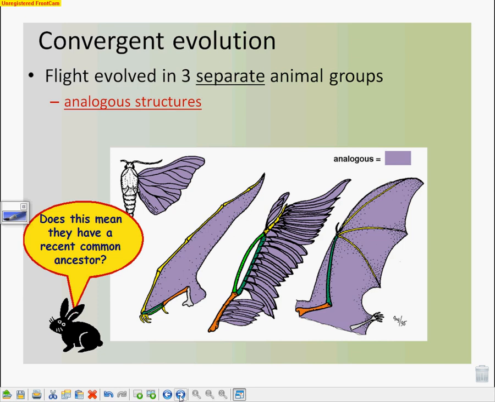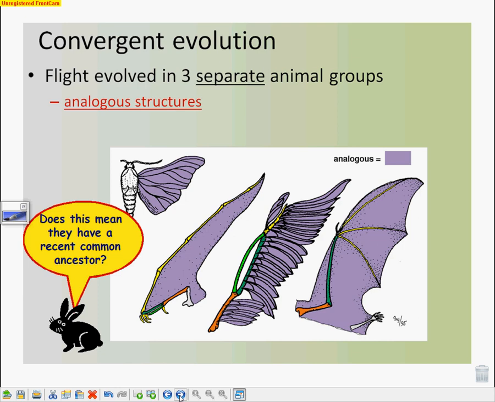All of these are wings. That's a very similar function, very similar exterior form. You can see what I have there in purple. However, we're looking at three separate animal groups, and the structures of these are very different. An insect wing versus a bat wing versus a bird wing, and I have included some dinosaur wings on here of what we think those look like. The structures are very different. So what this means is we probably don't have a very recent common ancestor. We're not as closely related if we're looking at analogous structures than we would be if we're looking at homologous structures.